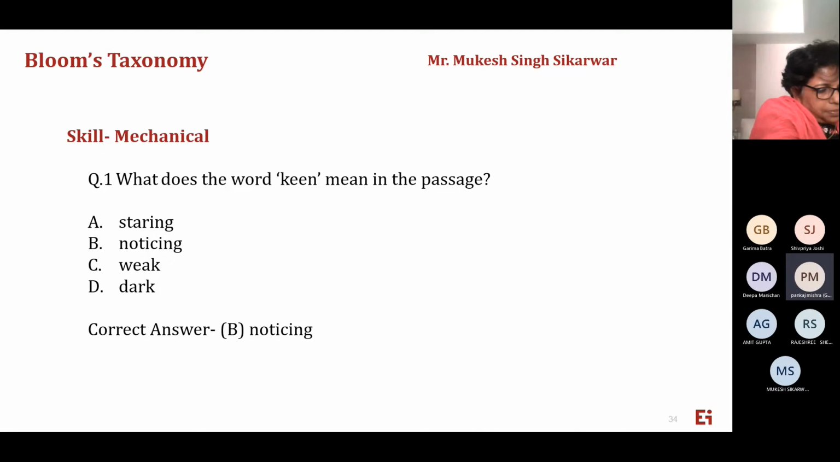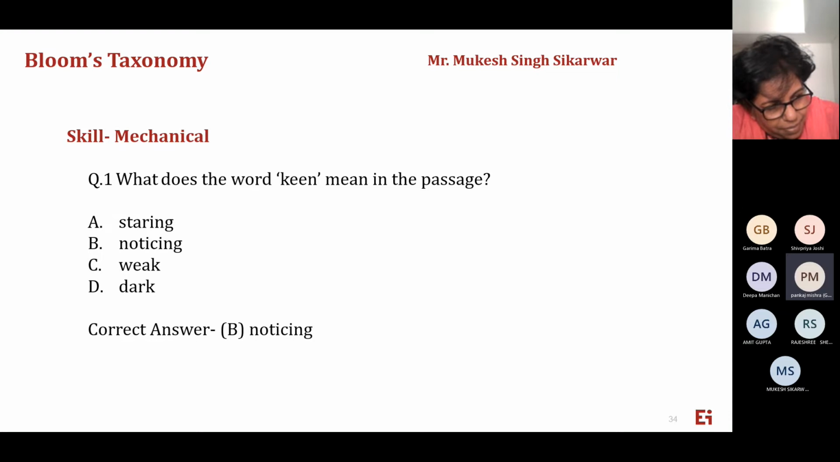Actually, the word keen has been asked with four options given. Out of these four options, definitely the correct option is B1. But sometimes it happens, not for this word also, with some words, that they give different meanings in different contexts. So we have to be careful about those particular words when framing questions with them.